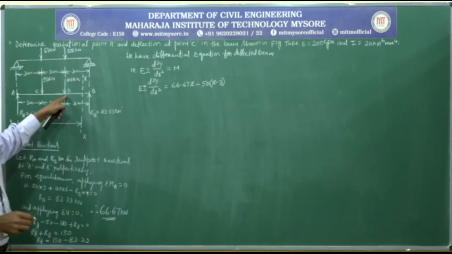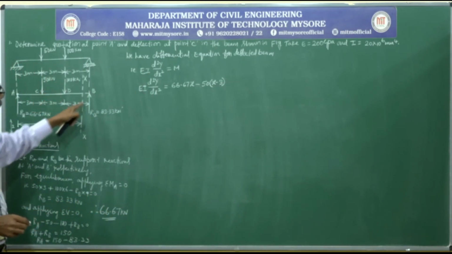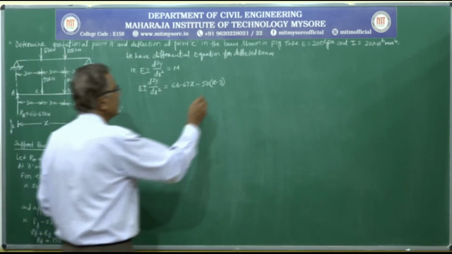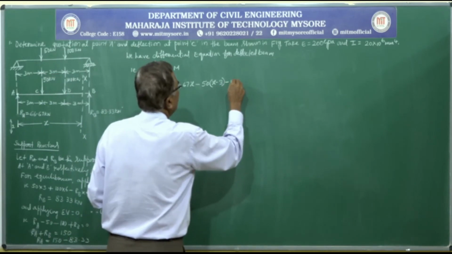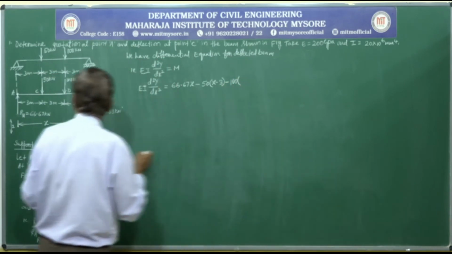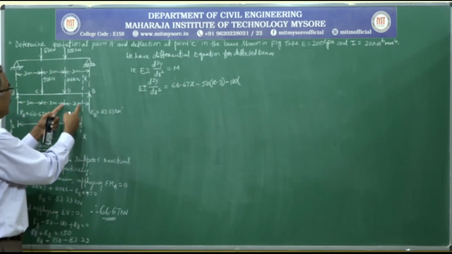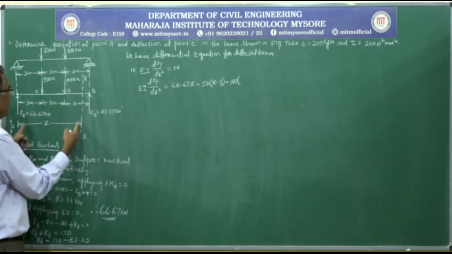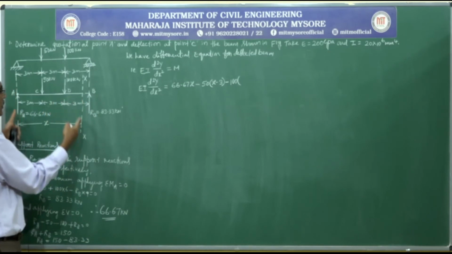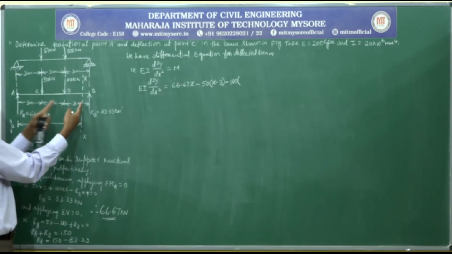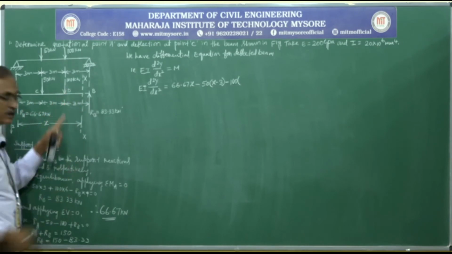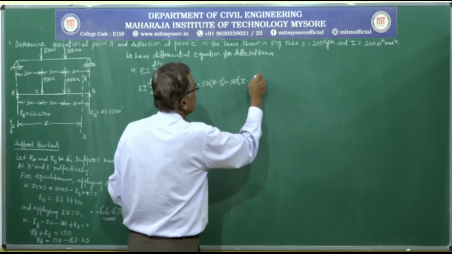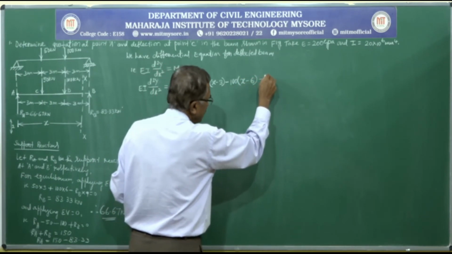Next, this 100 kilonewton will create again an anti-clockwise moment about section, minus 100 into, again we want the perpendicular distance between D and section. So that is equal to x minus 6. x minus 6 gives us the perpendicular distance between D and section. Now call this equation 1.